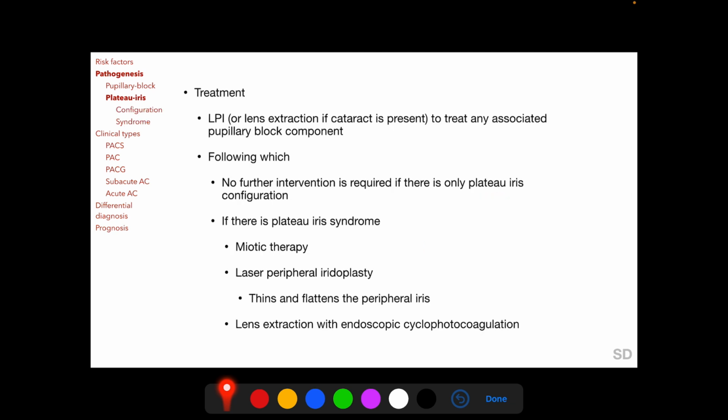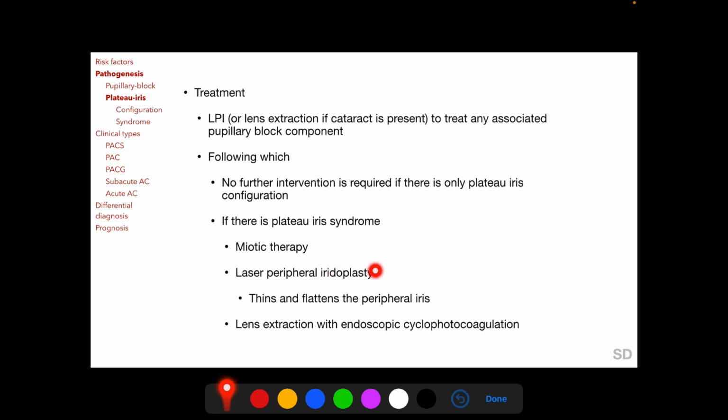Following diagnosis of Plateau-iris, LPI should be done to treat any associated pupillary block component, following which no further intervention is required if there is only Plateau-iris configuration. But if there is Plateau-iris syndrome, treatment options include chronic myotic therapy, which pulls the peripheral iris away from the anterior chamber angle, laser peripheral iridoplasty, which thins and flattens the peripheral iris, or lens extraction with endoscopic cyclophotocoagulation, targeting the anteriorly positioned ciliary processes.